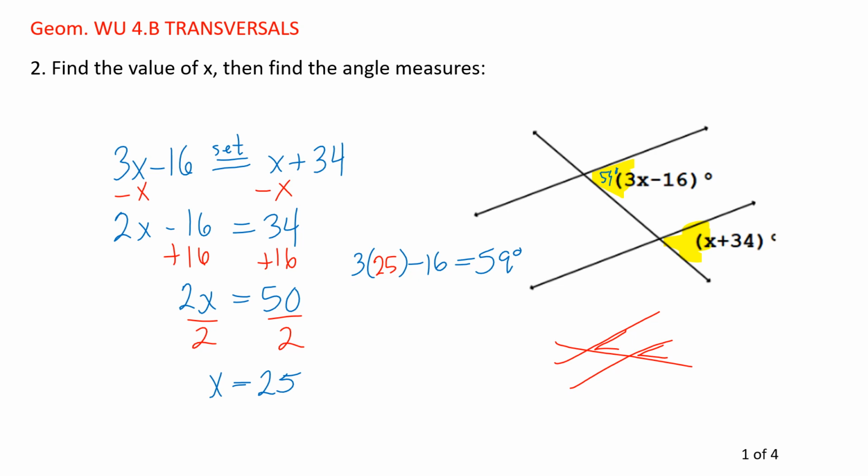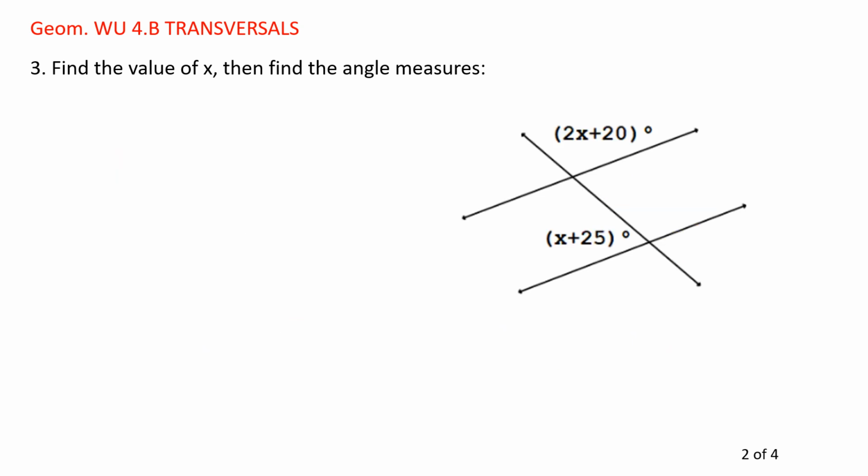You can certainly plug it in. 25 plus 34 equals 59. I also need to find the other one. 180 minus 59 is 121. So all the acute angles are 59, and all the obtuse angles are 121. All the sharp ones are 59, all the dull ones 121. Same thing on this one.